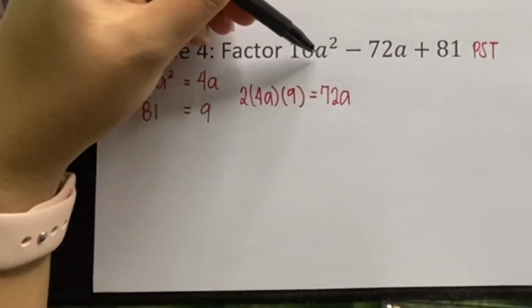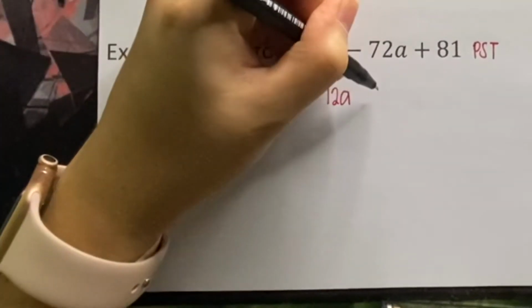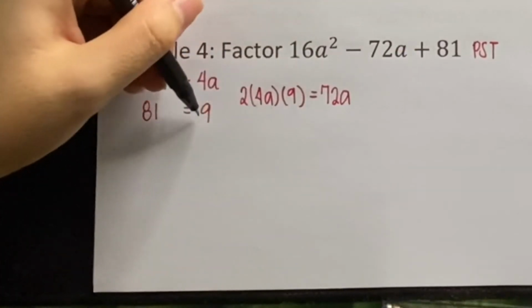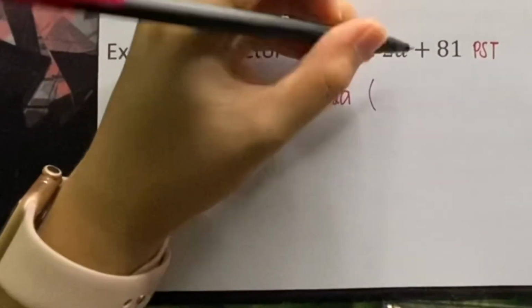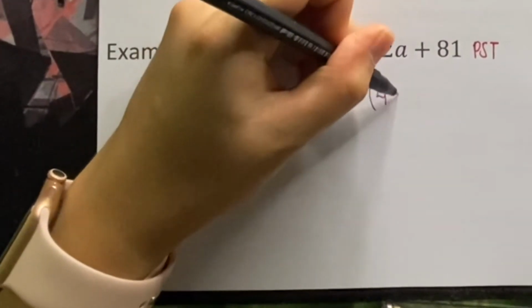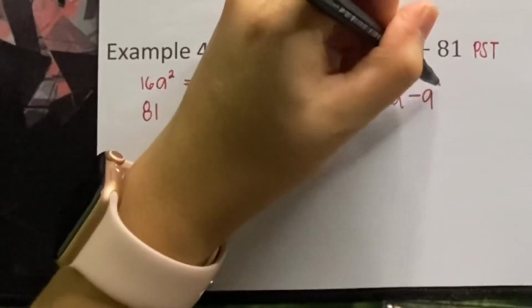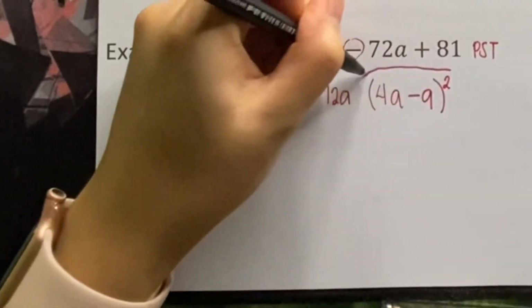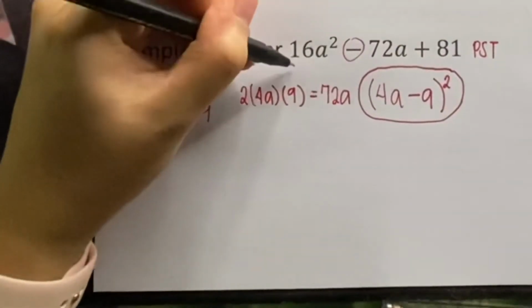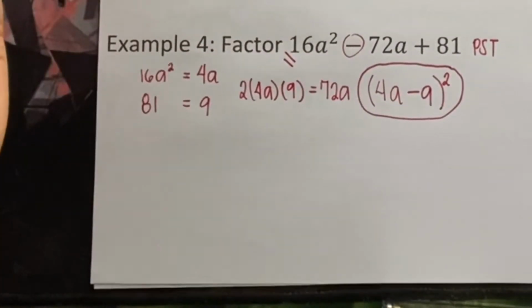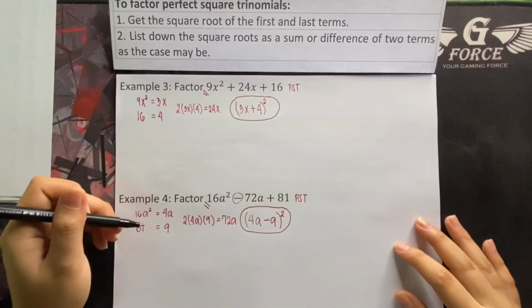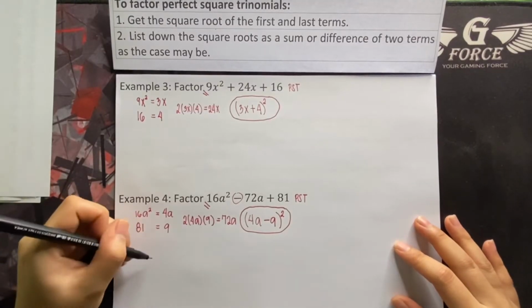The square root of 16a squared is 4a. And the square root of 81 is 9. Therefore, the answer is (4a minus 9) raised to 2. Yan ang factorization ng given. Can you answer these two examples?